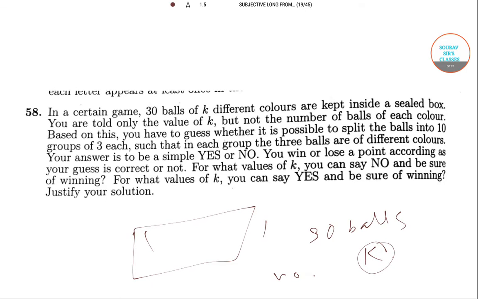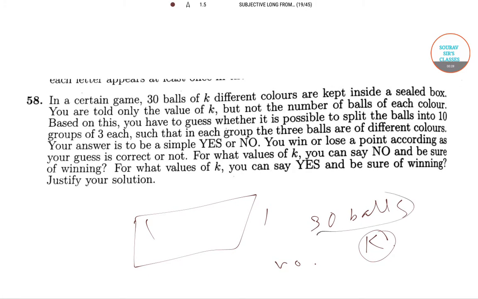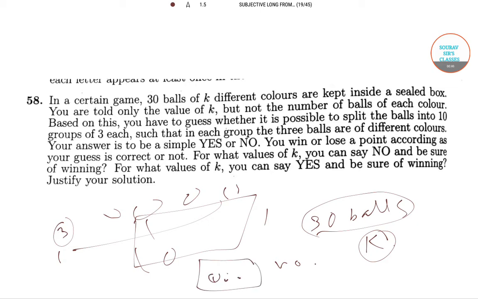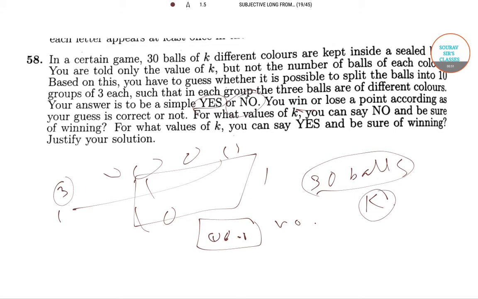And we have to guess whether it is possible to split these 30 balls into 10 different groups of 3 each, such that each ball in this group is of different color. You are to answer with simple yes and no, and you will win if your answer is correct, otherwise you will lose. Here we have to find for what value of k we can answer no, and for what value of k we can say yes.